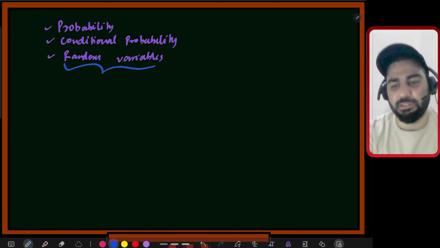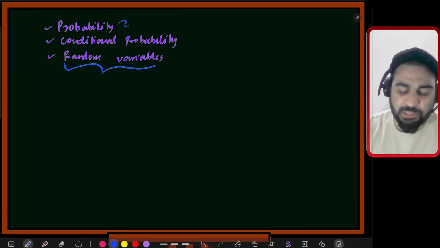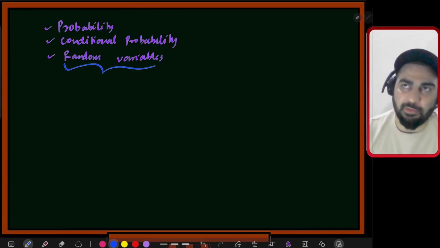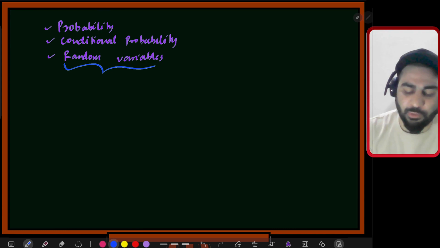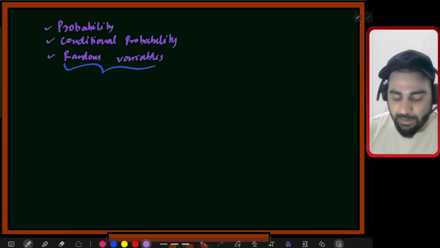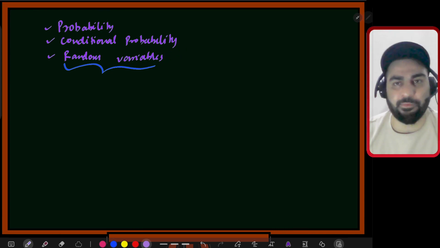And after that, we shifted our gears towards random variables. This was the topic of the discussion that we have been having, I think, for the last 4 or 5 sessions. So what I was saying is we started with probability, and then we went into conditional probability and did a lot of topics. That landed us at random variables. So we have been discussing random variables for the last few sessions.